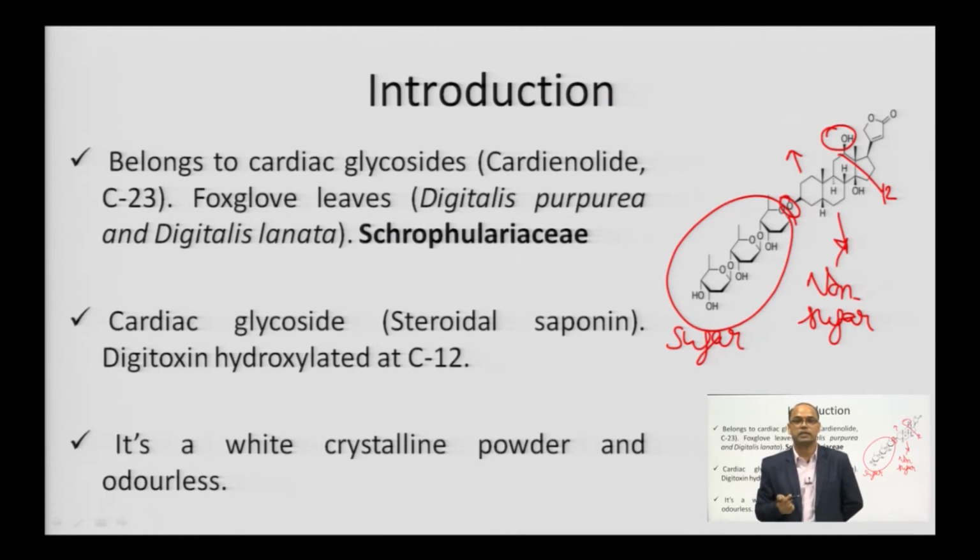If you see the introduction, digoxin belongs to cardiac glycosides. The cardiac glycosides are those glycosides which have their effect on the cardiac muscles, especially the cardenolides, the C23 group of cardiac glycosides. The drug digoxin is isolated from foxglove leaves, the common name. The botanical names are Digitalis purpurea and Digitalis lanata. The drug belongs to the family Scrophulariaceae.